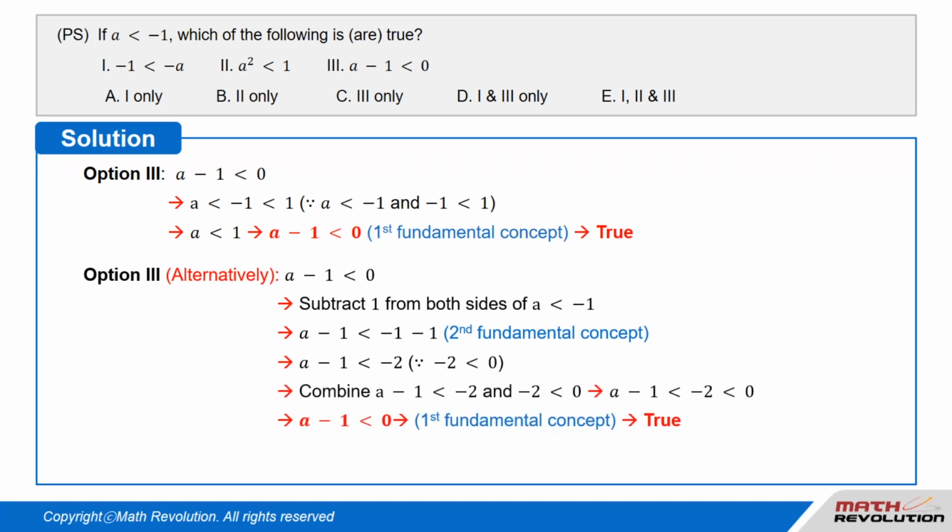Now, we know that negative 2 is smaller than 0, so combining a minus 1 is smaller than negative 2, and negative 2 is smaller than 0 gives us a minus 1 is smaller than negative 2 is smaller than 0, which further gives us a minus 1 is smaller than 0 by the first fundamental concept in inequality. Thus, this option is true.